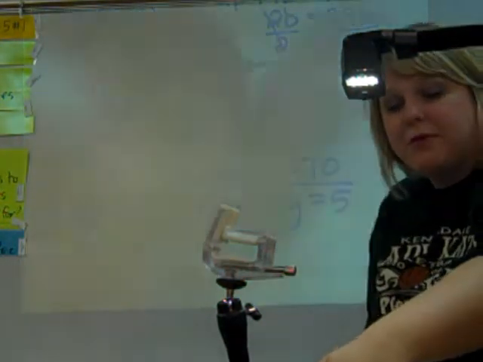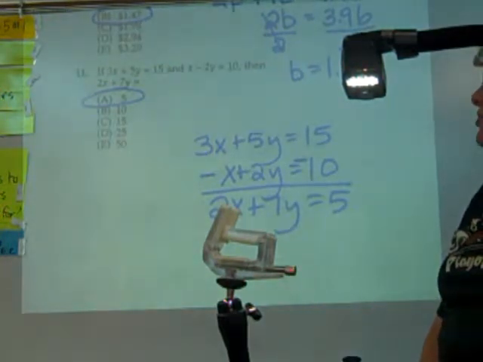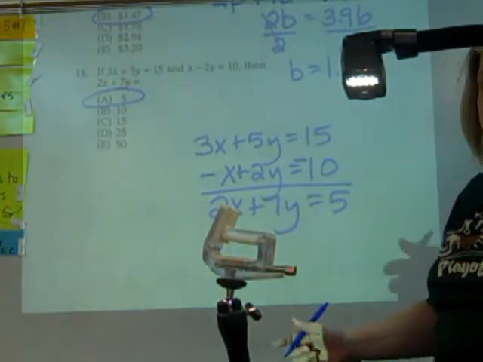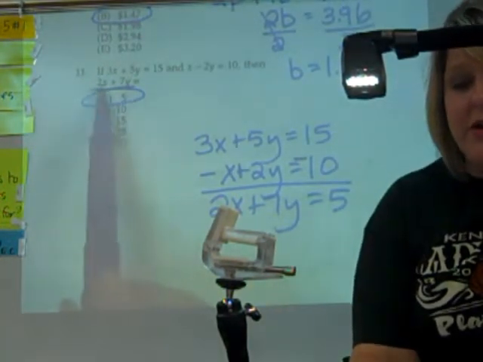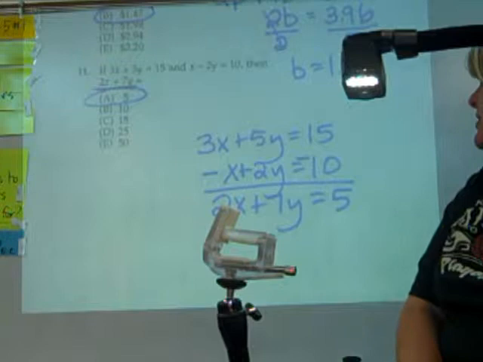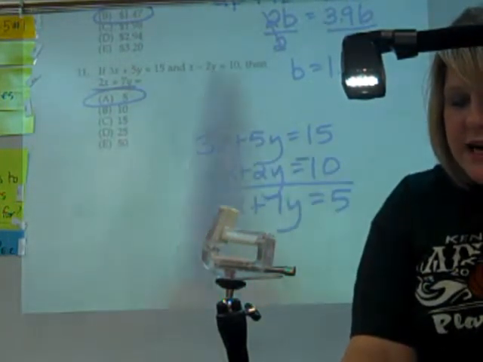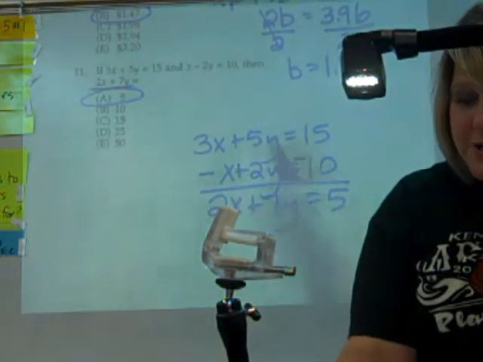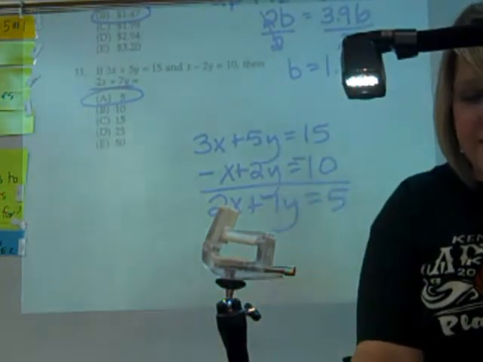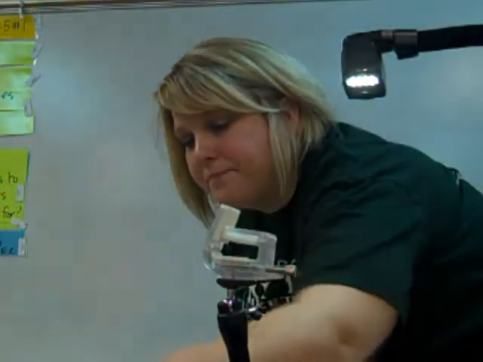So these simultaneous equations, a lot of times when you add or subtract them, you're not going to be trying to find x or y. You're going to be trying to find another relationship. But you should be able to get that relationship from adding or subtracting the two equations. So if I subtract the second equation, if I change all the signs in the second equation and then combine like terms, I get 2x plus 7y equals 5. 2x plus 7y is 5. Okay.